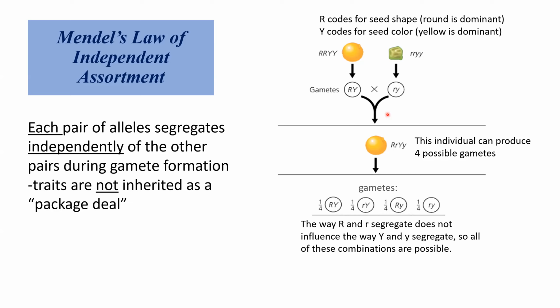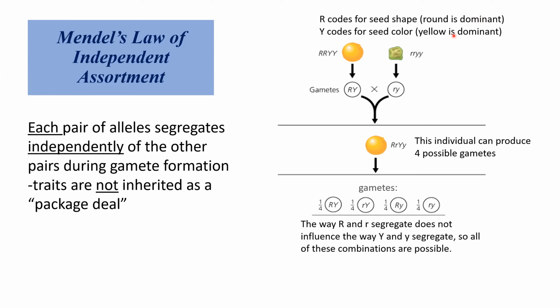For example, Mendel studied this in different pea plant characteristics. He looked at seed shape, where round is dominant, and seed color, where yellow is dominant. So for seed shape, round is dominant and wrinkled is recessive. When it comes to seed color, yellow is dominant and green is recessive.